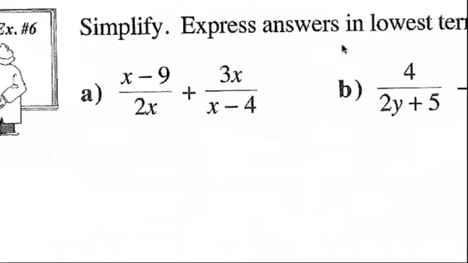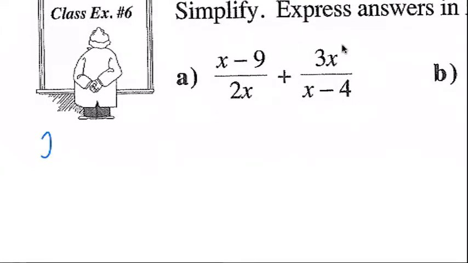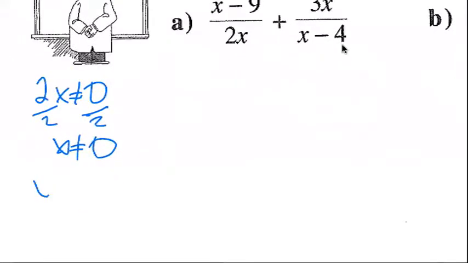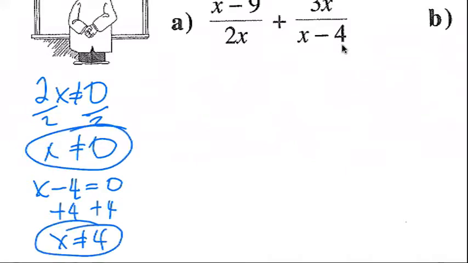First of all, it's already factored, so I'm going to do my non-permissible values. 2x cannot equal 0, divide by 2, x cannot equal 0. x minus 4 cannot equal 0. Add 4, x cannot equal 4. So my two non-permissible values: x cannot equal 0, x cannot equal 4.